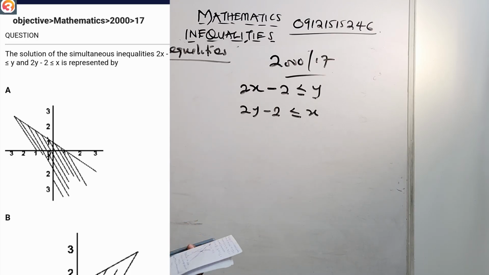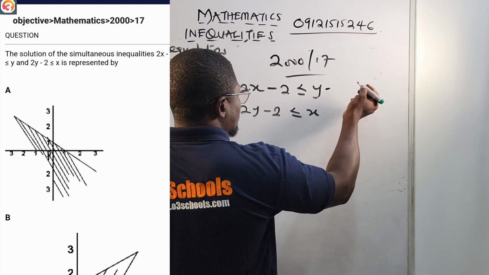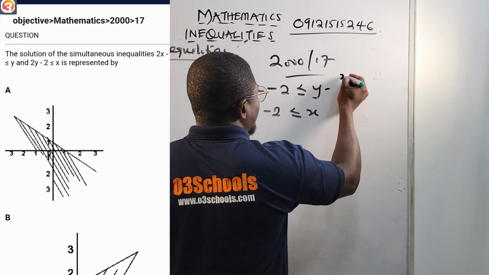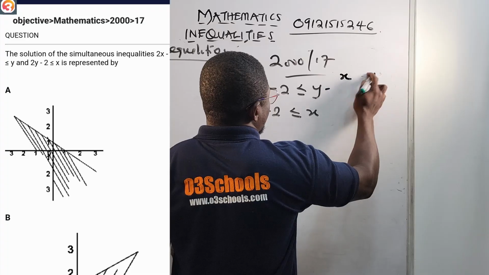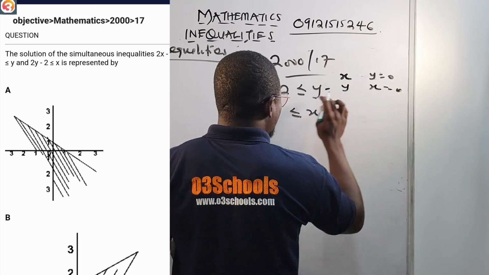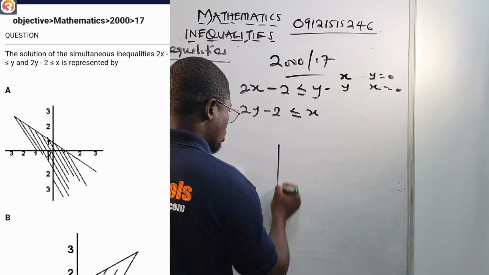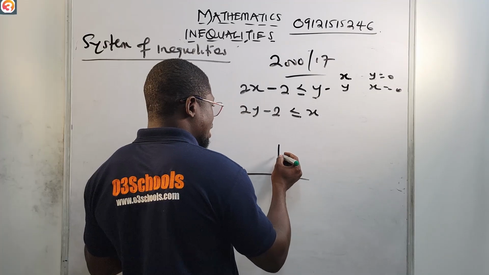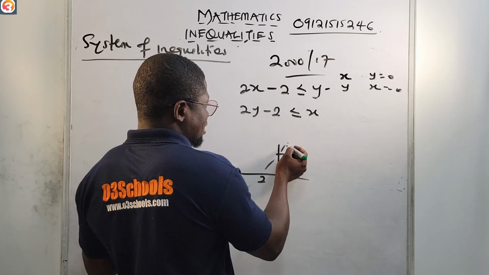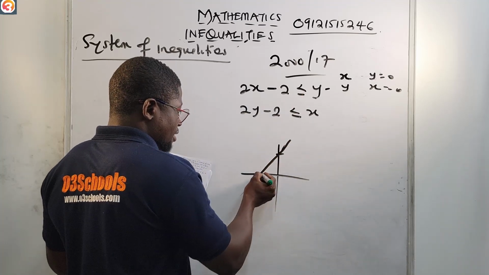So what we do is very simple. For this first one, this is an assignment for you. Look for the values of x when y is 0, then of y when x is 0. For this one, plot it. Draw your graph. If the answers are, let's say, 1 and 2, plot them. Because it's a weak inequality, you already know it's a thick line.